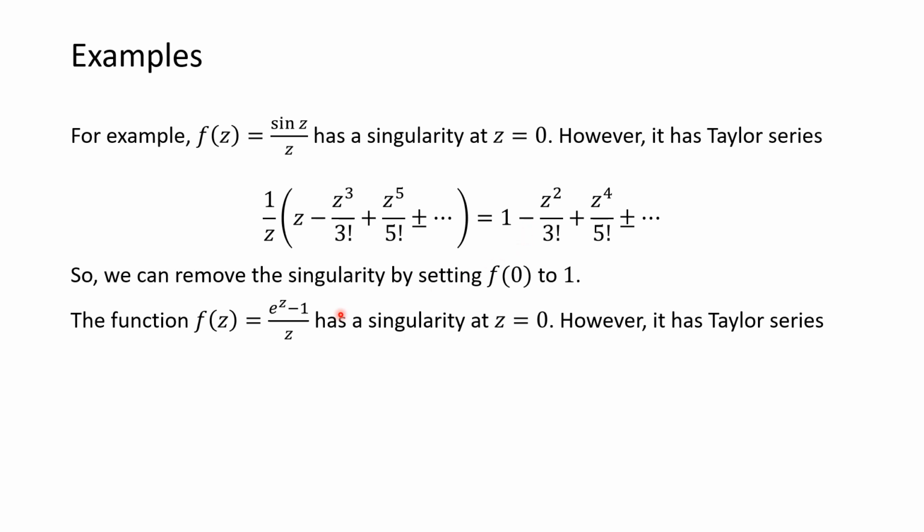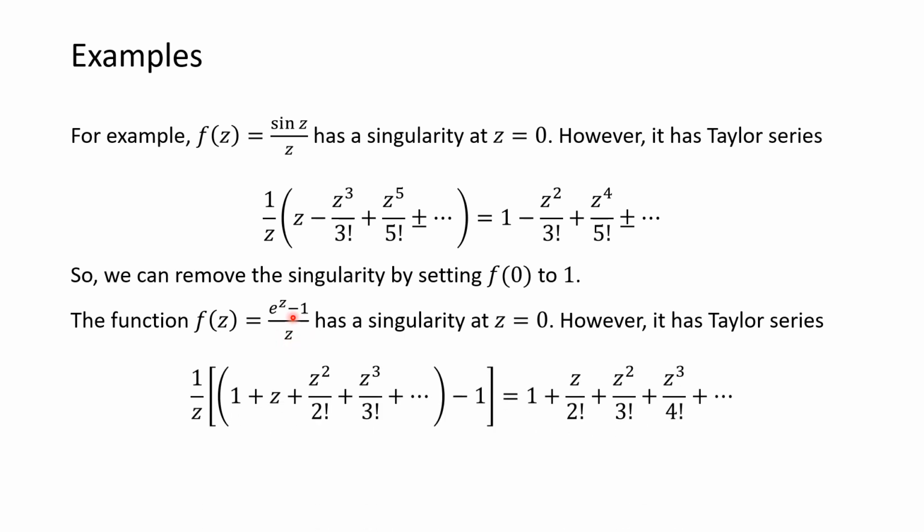Okay, and we have another one here. f of z equals e to the z minus 1 over z, and again, this blows up at z equals 0, but if we write e to the z minus 1, so this is the Maclaurin series for e to the z, and then minus 1, we get this. And then again, we could do the same thing: the limit as z approaches 0 of f of z does equal 1, and then we can redefine f of 0 to be 1, in which case we remove the singularity.